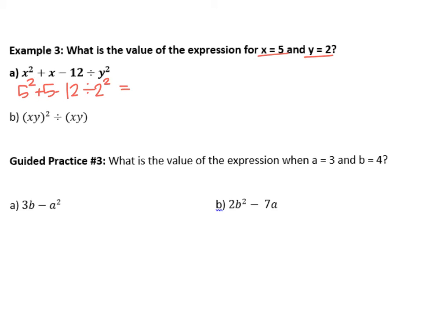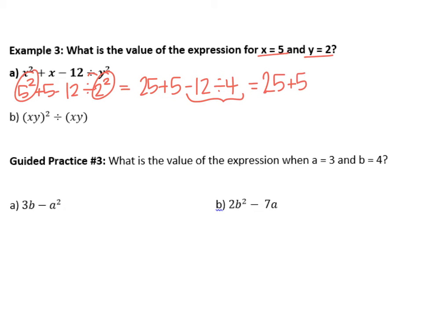Then we still follow the order of operations. There are no parentheses, but we do have exponents. So we're going to go ahead and do those. And we get 25 plus 5 minus 12 divided by 4. We don't have any multiplication, but we do have division here. So we'll do 25 plus 5. Negative 12 divided by 4 is negative 3. And then we'll do addition and subtraction from left to right. So 25 plus 5 is 30, and 30 minus 3 is 27.